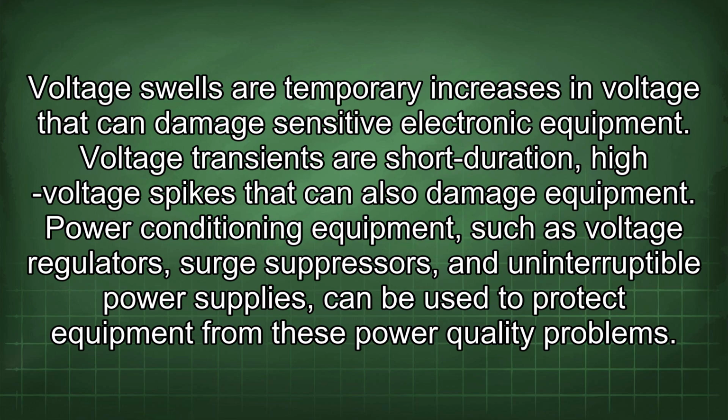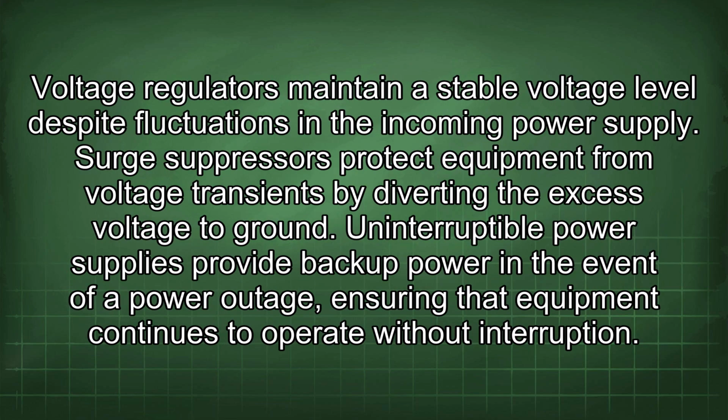Power conditioning equipment, such as voltage regulators, surge suppressors, and uninterruptible power supplies, can be used to protect equipment from these power quality problems. Voltage regulators maintain a stable voltage level despite fluctuations in the incoming power supply. Surge suppressors protect equipment from voltage transients by diverting the excess voltage to ground. Uninterruptible power supplies provide backup power in the event of a power outage, ensuring that equipment continues to operate without interruption.